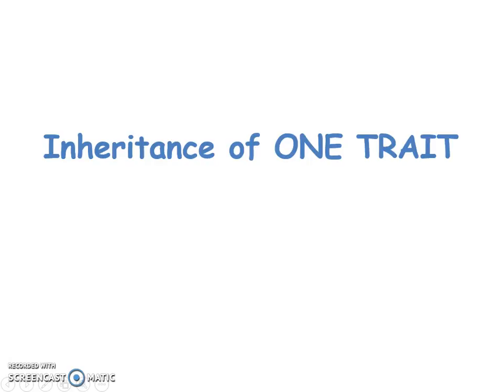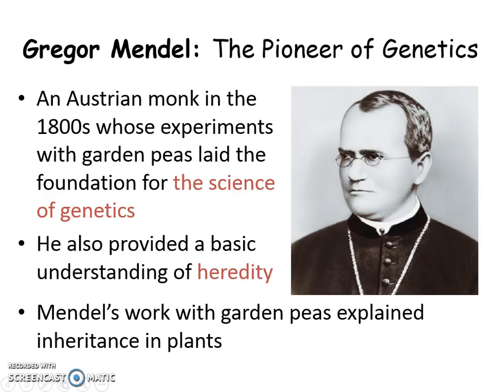We're going to look at the inheritance of one trait. Gregor Mendel is the pioneer of genetics. He was an Austrian monk in the 1800s, and he did lots of experiments with pea plants. He proved the basic understanding of heredity, so that certain genes are dominant over other ones.